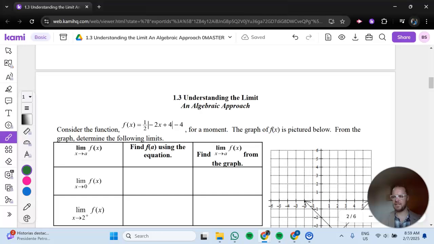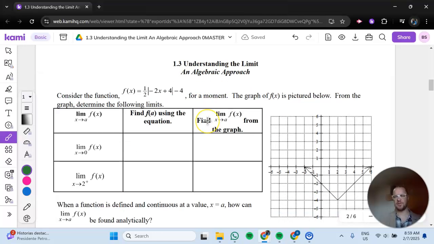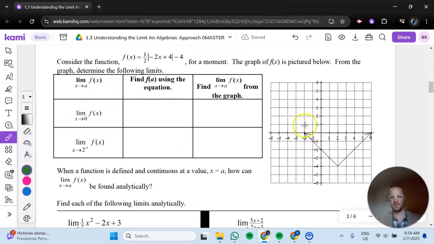All right, so let's then get into our lesson proper here, understanding the limit, an algebraic approach. So we're going to consider the function f of x, and it's this absolute value function. And the graph of f of x is pictured right over here, okay? Determine the following limits here from the graph, okay? So the limit as x approaches a, where a is going to be 0 and 2 from the right.